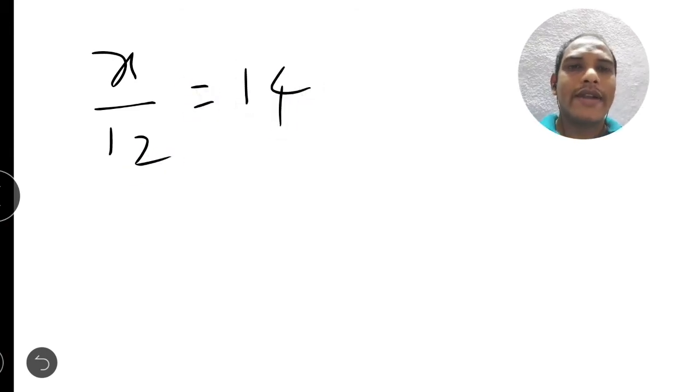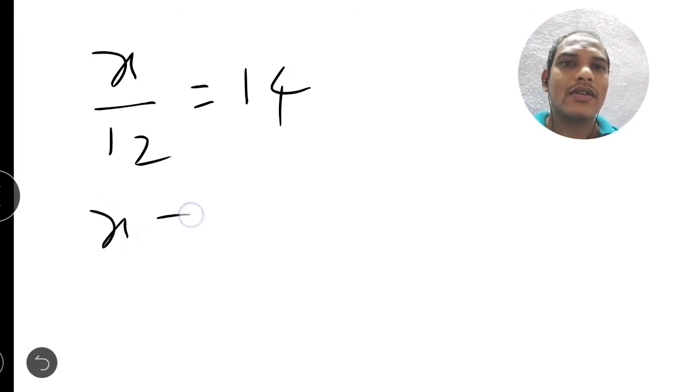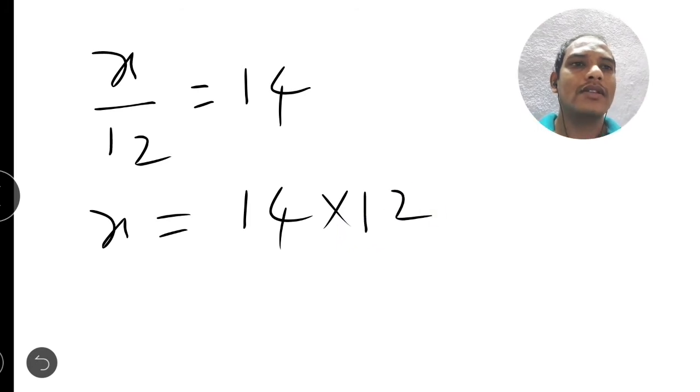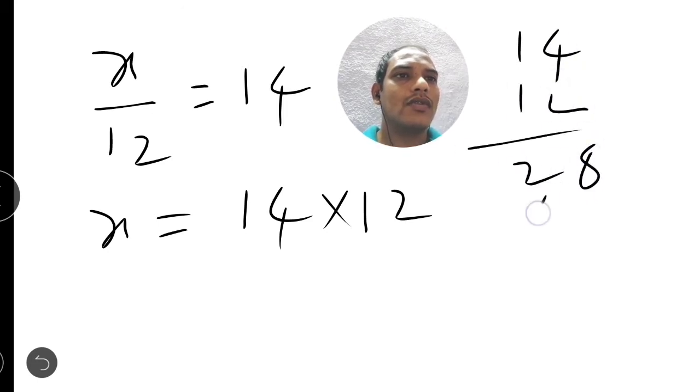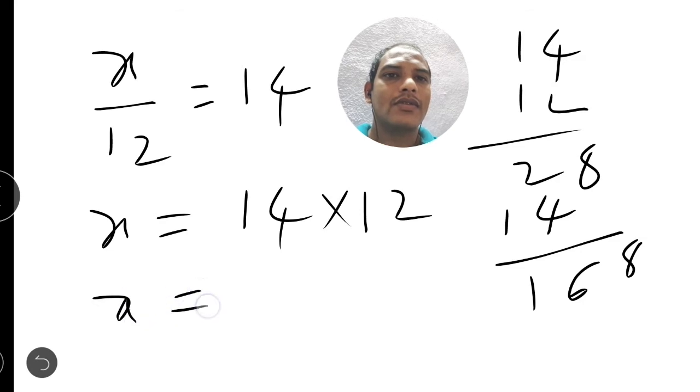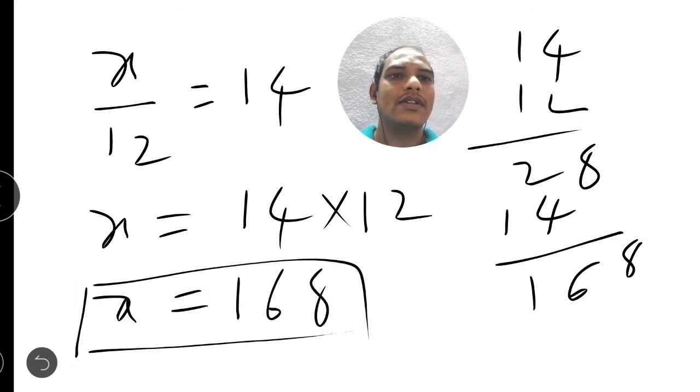Now to get the x value, the denominator 12 transposes to the RHS, so x equals 14 and it will multiply with the RHS. Now 14 12s are 14 into 12: 2 4s are 8, 2 1s are 2, 1 4s are 4, 1 1s are 1. So x equals 168. So our required answer is 168.